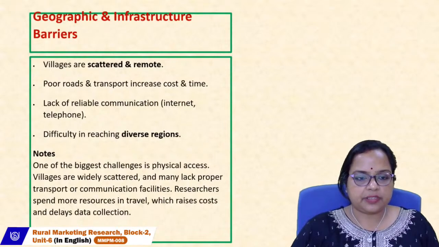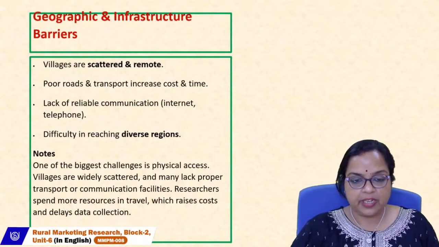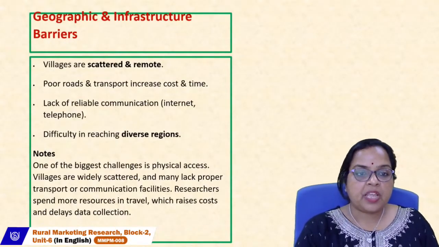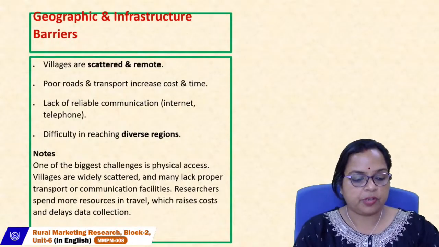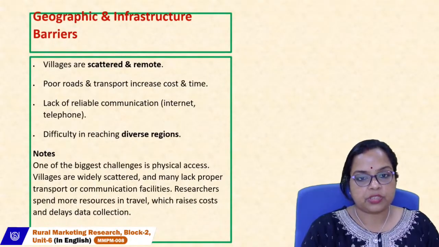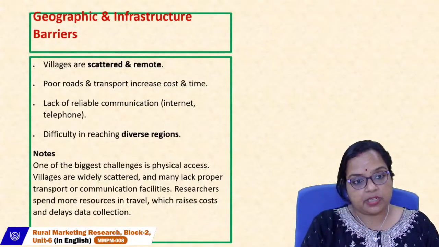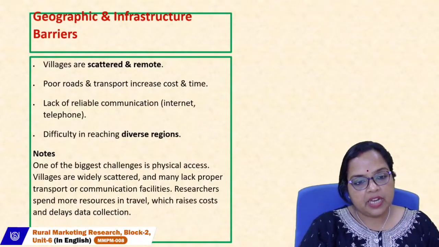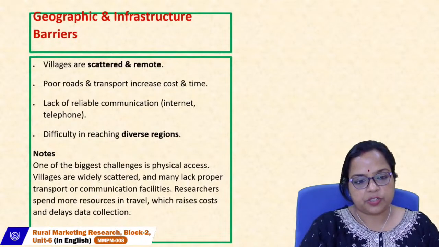Geographic and infrastructure barriers are also equally a hurdle for rural market research. Villages are scattered and remote. You are not getting all the people at the same place. They are scattered and remote. Poor road and transportation conditions can increase your cost and time. Lack of reliable communication: internet and telephone are not that widely accepted by them. Difficulty in understanding their language. Difficulty in understanding their diversity in terms of their preferences, their needs and aspirations. So one of the biggest challenges is physical access.